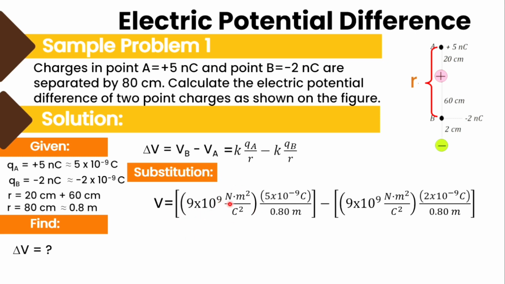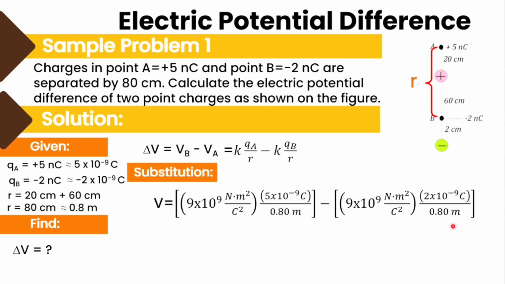So by substitution, we have here the Coulomb constant, which is equal to 9 times 10 raised to 9 newton meter squared over coulomb squared, times the value of our source charge at point A, that is 5 times 10 raised to negative 9 coulomb over 0.80 meters, minus the Coulomb's constant, 9 times 10 raised to 9 newton meter squared over coulomb squared, multiplied by the charge. Again, we do not have negative 2 here as the charge of B because of the absolute value. It does not matter the sign of our charges. So that would be 2 times 10 raised to negative 9 coulomb all over 0.8 meters.